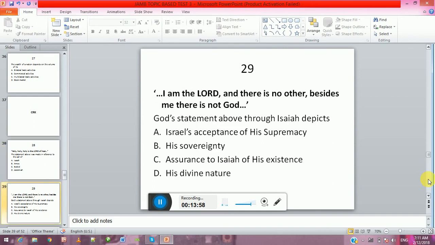I am the Lord, and there is no other besides me. There is no God. God's statement above, through Isaiah, depicts A. Israel's acceptance of his supremacy, B. His sovereignty, C. Assurance to Isaiah of his existence, D. His divine nature.